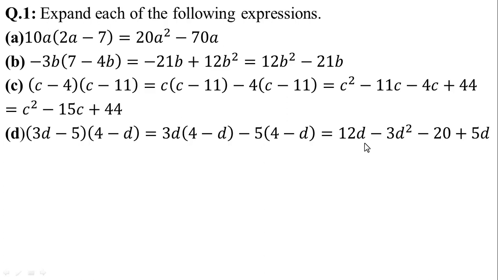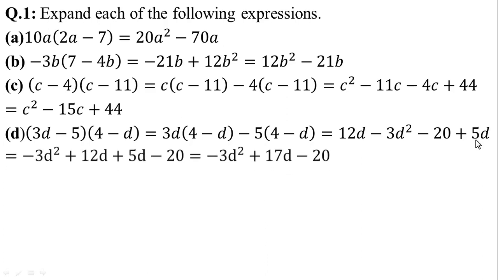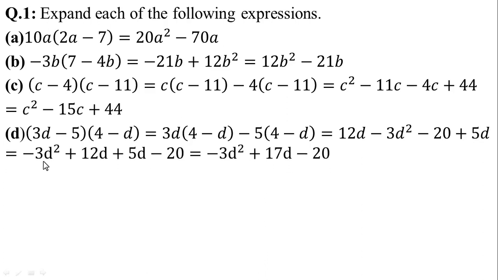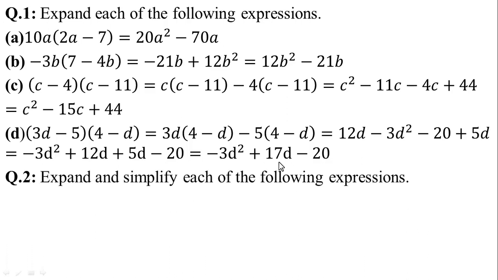So 12d minus 3d square minus 20 plus 5d. Now rearrange the values: minus 3d square plus 12d plus 5d minus 20. 12 plus 5 is 17. So the answer is minus 3d square plus 17d minus 20. In the next question, question number 2, expand and simplify each of the following expressions.